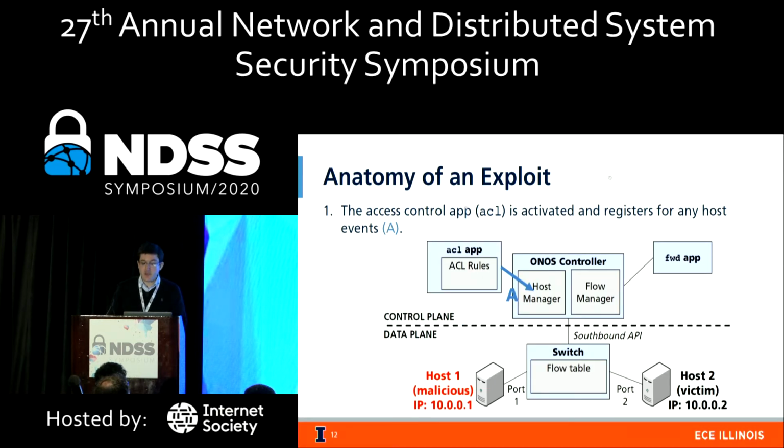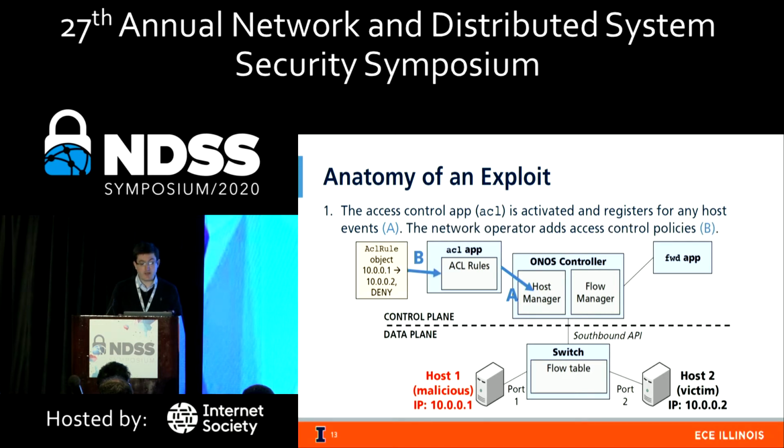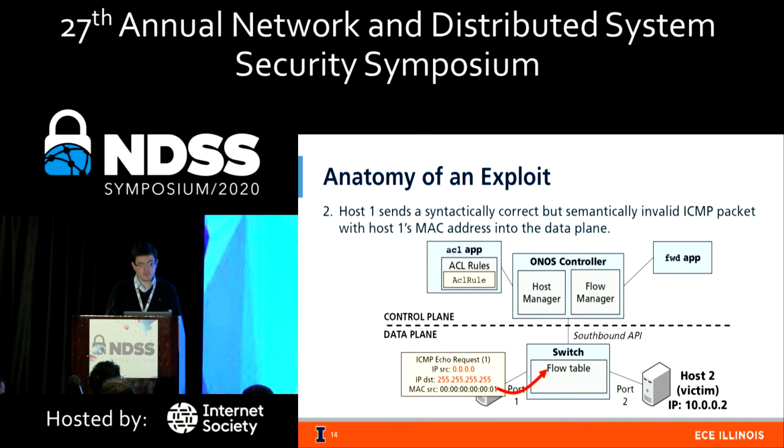So let's dive in. We can assume that there are at least two hosts in the data plane. One host, host 1, is malicious and is trying to gain communication with the victim host, host 2, to move laterally as part of a malware campaign. To do this, the access control app is activated and registers for any host events with the controller. And the network operator adds access control policies to basically say, prevent communication between host 1 and host 2.